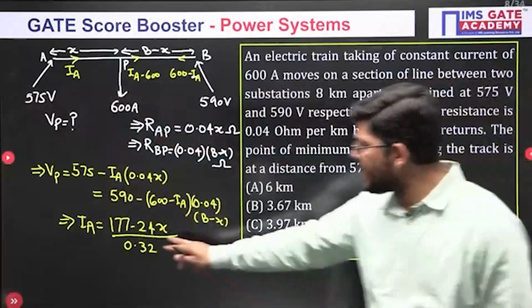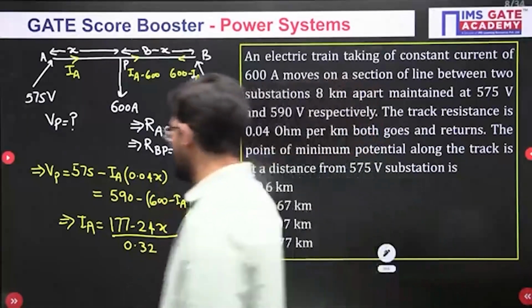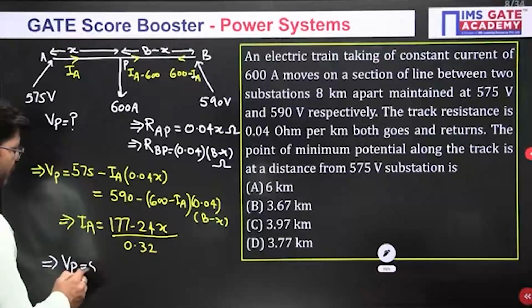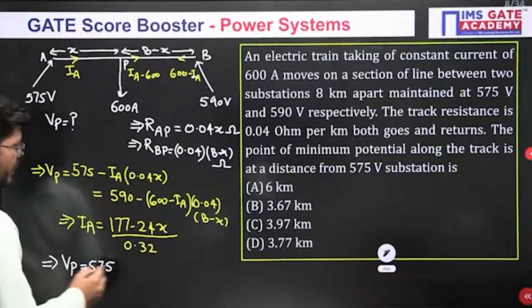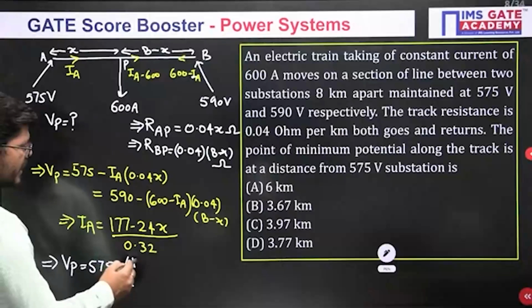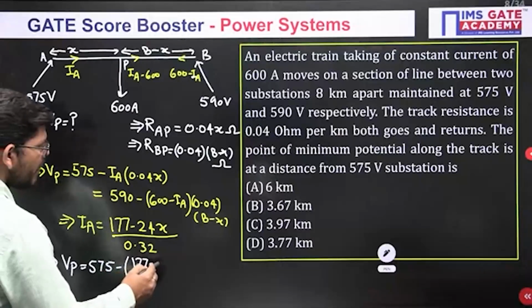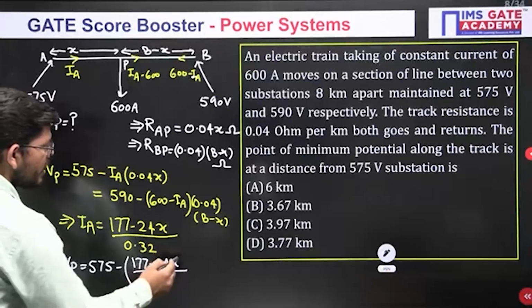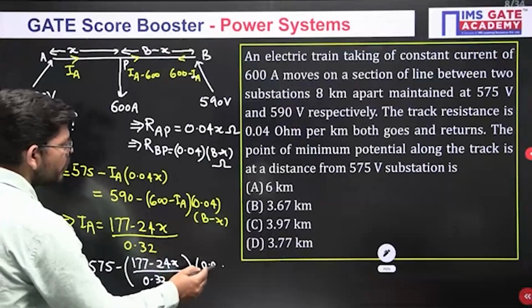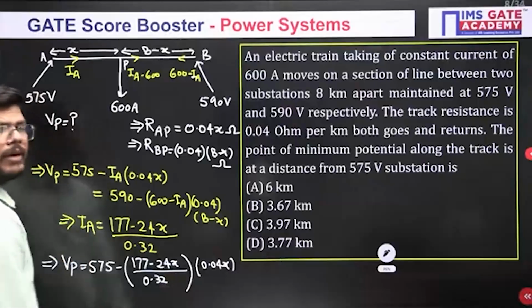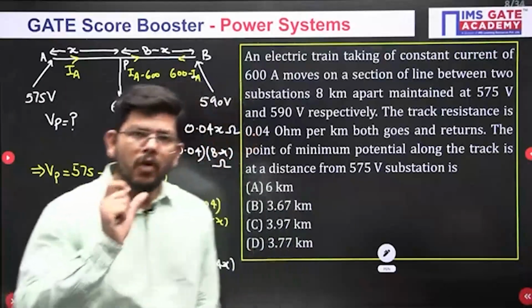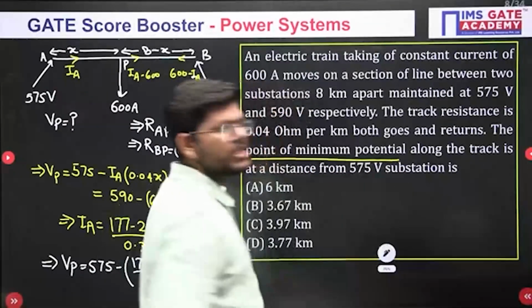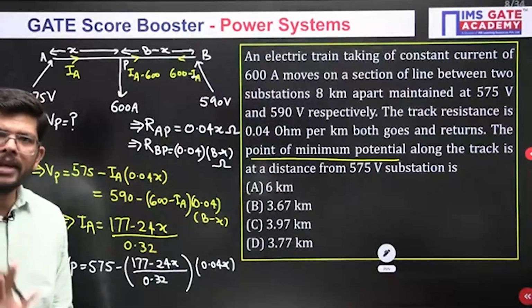Now if I put this value of IA in any of these equations, let me put it in Vp. So what will be the Vp value? I will be writing here 575 minus the IA value, which is 177 minus 24x upon 0.32, into 0.04x. So this will be my Vp voltage. But what do I have to calculate? I have to calculate the point of minimum potential. So this Vp has to be minimum, isn't it?